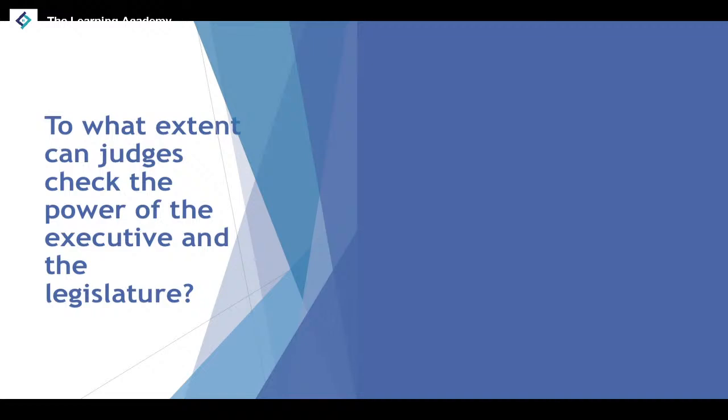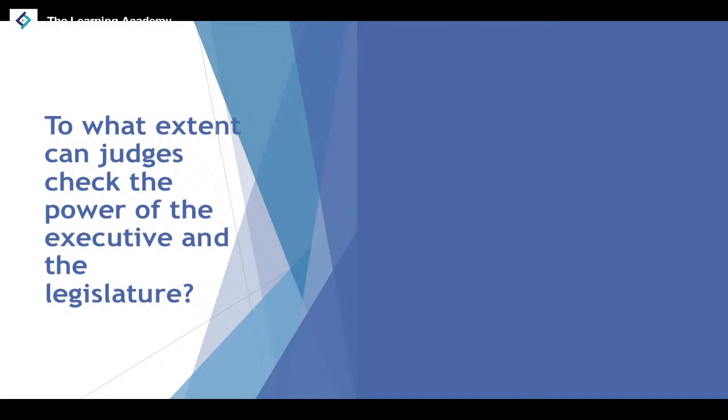So let's think about the next question. Now, this question is a longer question. It will be a 40, 45 mark question, or even a 25 mark question, okay? And we're going to ask the question, to what extent can judges check the power of the executive and the legislature? Okay? So we're talking about a checks and balances question, if you will, a separation of powers kind of question. And really we're asking not just about the executive but also the legislature, so we have to focus on both. Now that's quite a good thing, because it means that we have a lot more freedom in the kinds of things we can talk about.